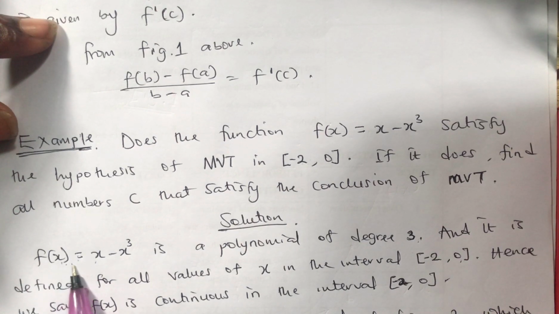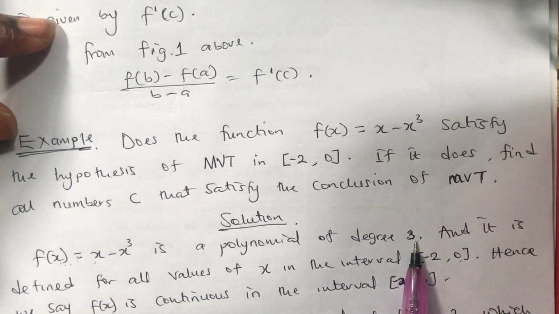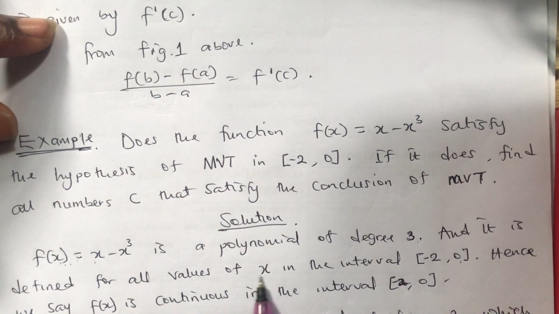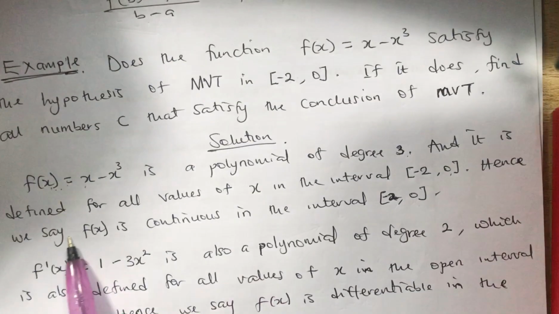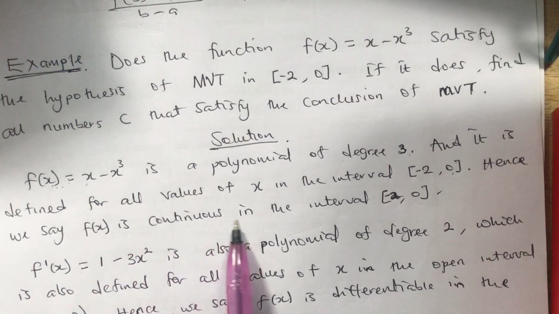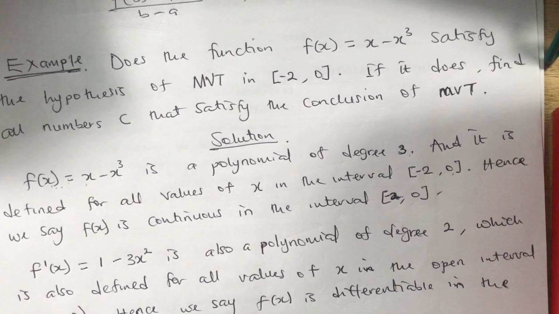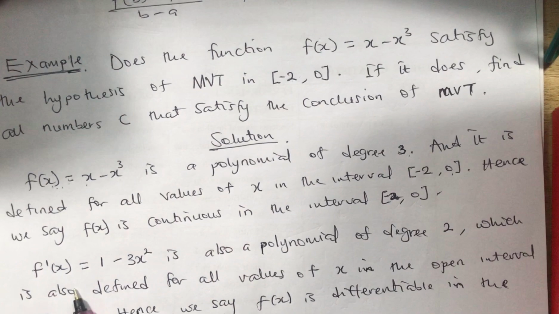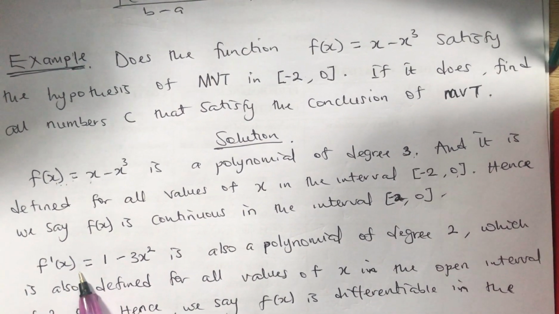So we conclude that f of x equals x minus x cubed is a polynomial of degree 3, and it is defined for all values of x in the interval minus 2, 0. Hence, we say f of x is continuous in the interval minus 2, 0. That is the first condition. It satisfies the first condition. So secondly, we want to know if that function is differentiable. How do we know if it is differentiable?